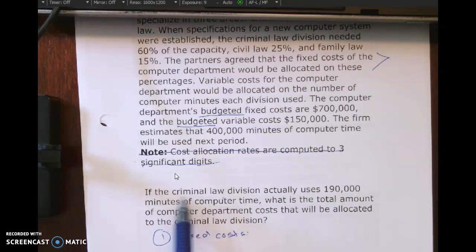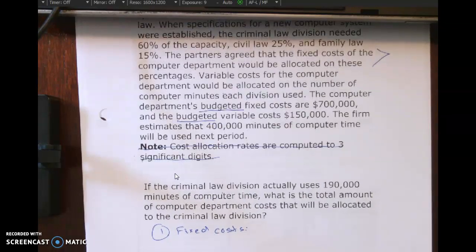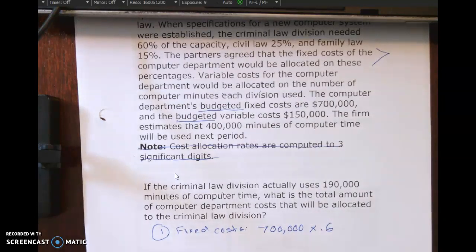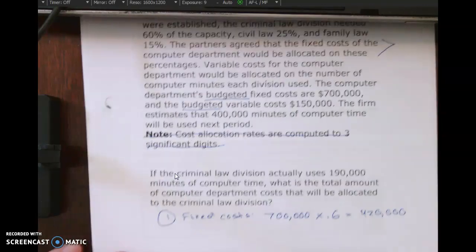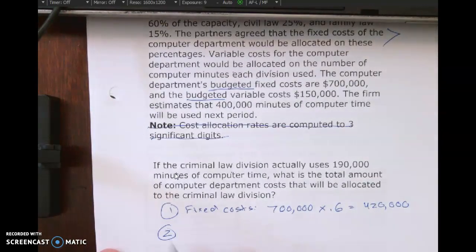It makes it easier for the division manager of criminal law to do his or her own budgeting. So back to the problem, we look at our fixed cost allocation. So what we have to do, we take our 700,000 of fixed cost times our 60%, which is the capacity that they agreed upon. Okay, that gives us our $420,000. Okay, and then the second thing that we do is we come down here, then we do our variable costs.